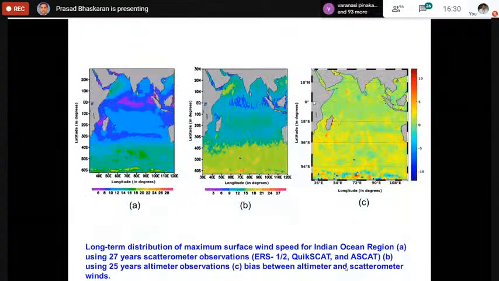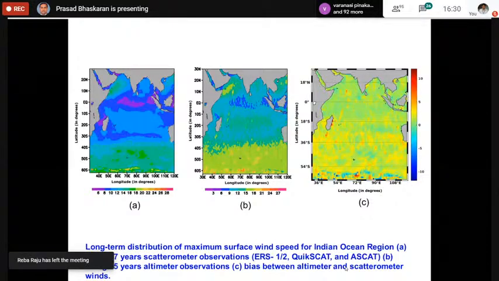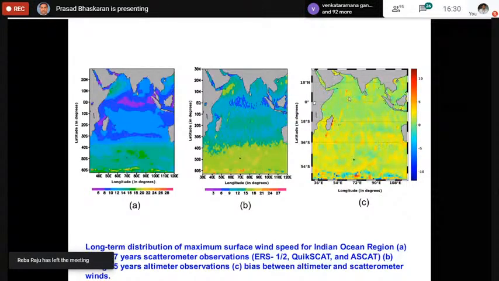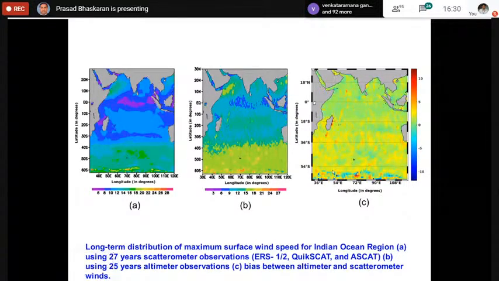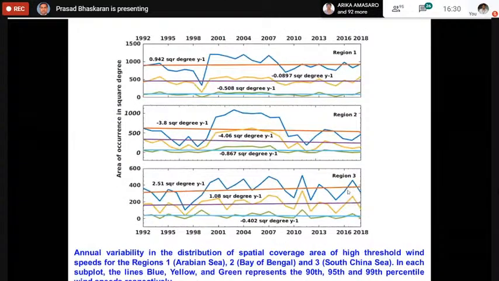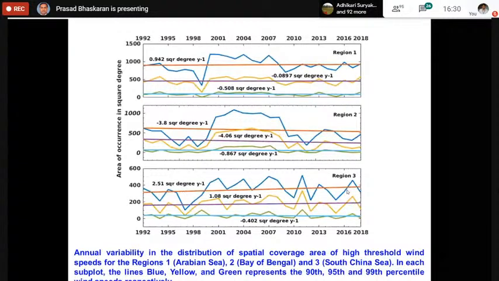And this is the long-term distribution of the surface wind speed, and the wind speed, as what you can see from the figure over here, is the bias basically between the scatterometer and the altimeter for a longer time record. Now, the very interesting thing which I would like to tell from this figure is, earlier I was mentioning about fetch. Fetch is basically the area in which the wind is blowing.